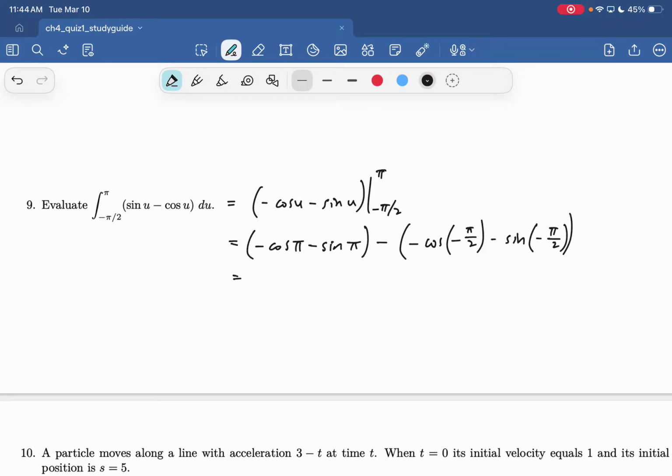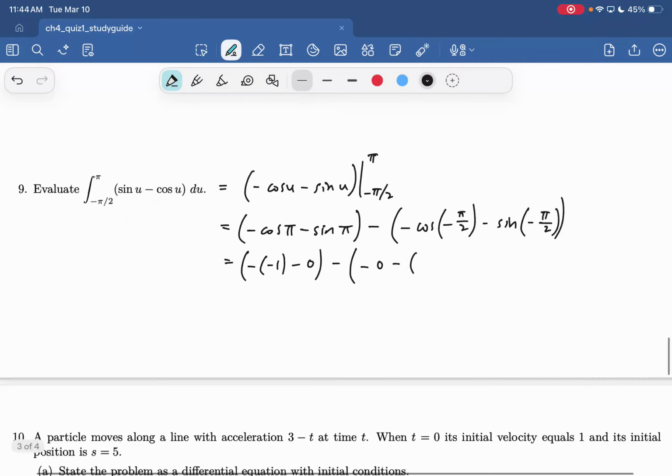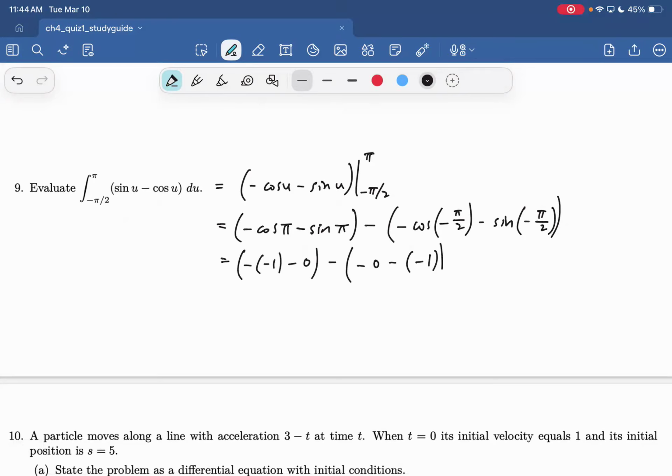The tricky part for this is probably just knowing how to evaluate all these. Cosine pi is -1 and sine pi is 0. Cosine of negative pi/2 is 0. And sine of negative pi/2 is -1. And so this is what we have here. It's a lot of negatives. This is 1 minus 1, which is equal to 0. And so the answer is 0.